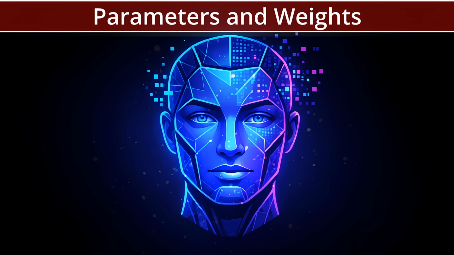During training, the AI doesn't memorize the actual text or images. Instead, it fine-tunes these parameters. Think of it like a massive mixing console with billions of tiny sliders. When the model learns something new, it subtly adjusts these sliders to the most optimal position.